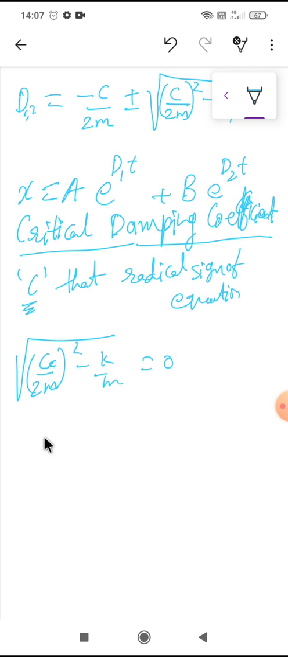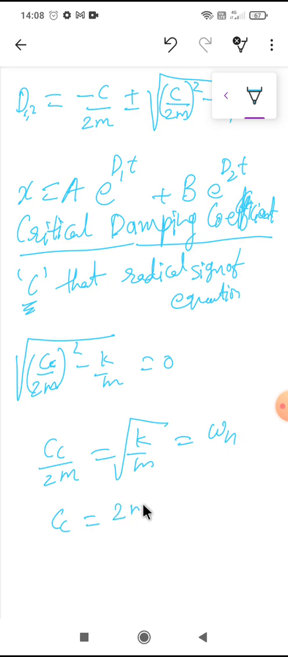Now taking squares on both sides, we get (Cc by 2m) squared, and taking this k by m to the right, so k by m, and taking the square root on both sides again, we get Cc by 2m is equal to the square root of k by m. But as we know, the square root of k by m is omega n. So we got the equation Cc by 2m is omega n, and we can also write Cc is equal to 2m omega n.